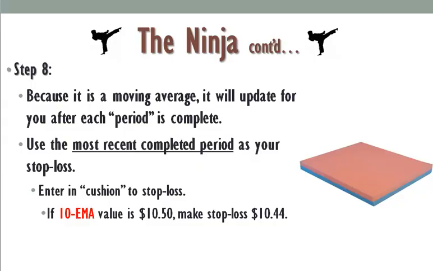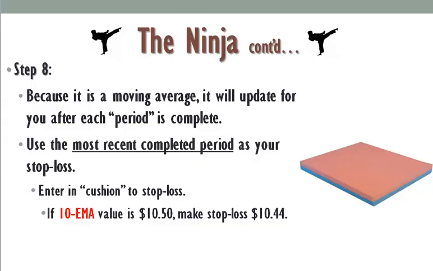And we're going to use the most recently completed period as your stop loss, and that's where we need to enter in a cushion. So just for example, if the 10 EMA is valued at 1050, make the stop loss 1044. You don't want it to drop slightly below, stop you out, and then head right back up. That's what we're trying to avoid. Sometimes even with the cushion, that's what happens to you, but that's just part of trading.